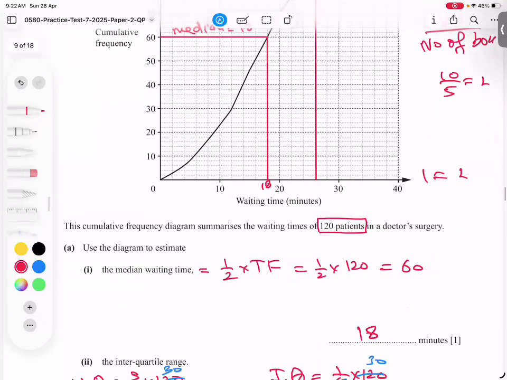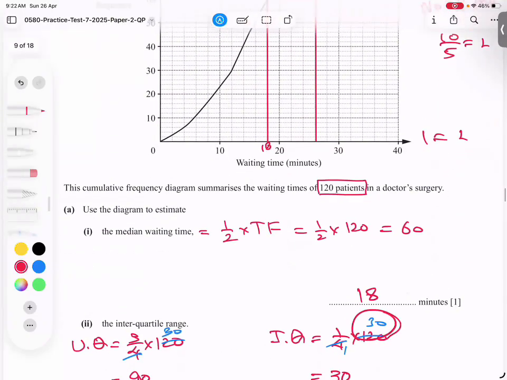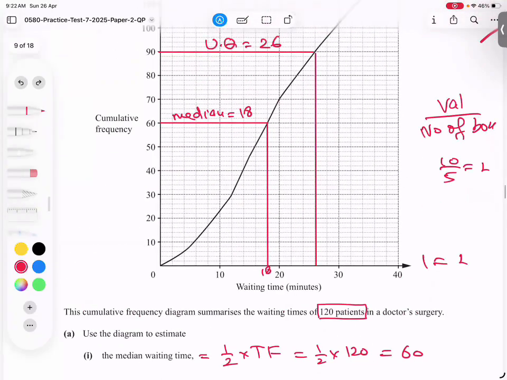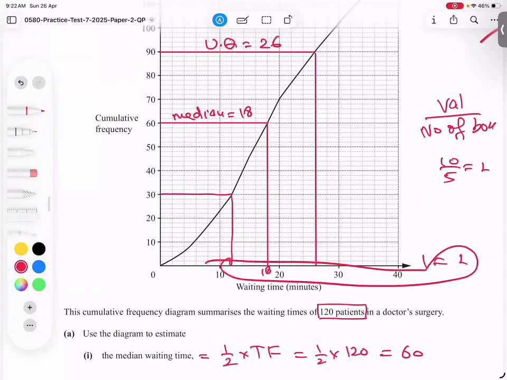And now the lower quartile. What is the lower quartile, students? 30 is a pointer. This is not our answer. 30 is a pointer, so from here, come here. One box is 2, so 12. So the lower quartile is 12.